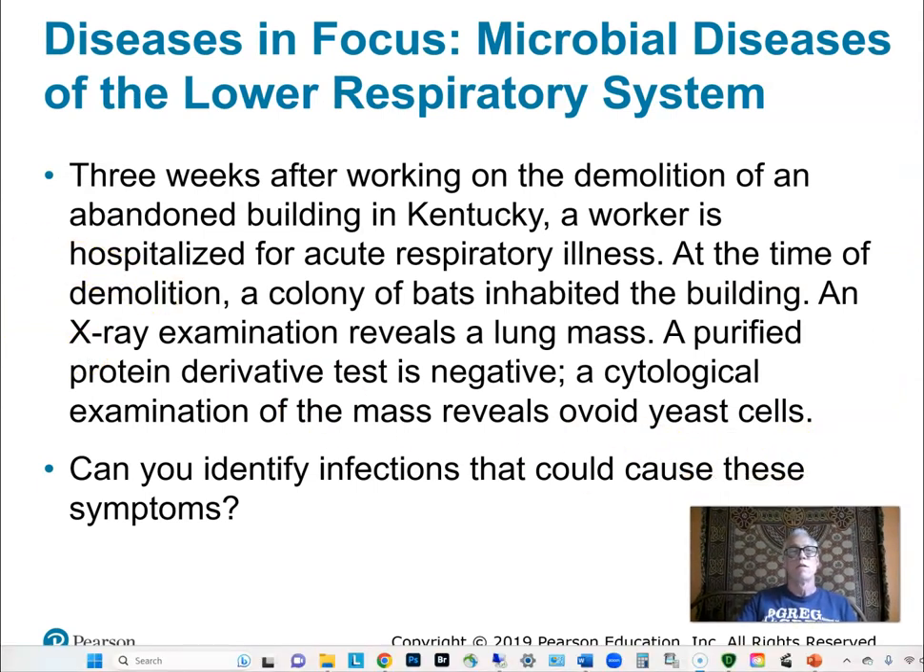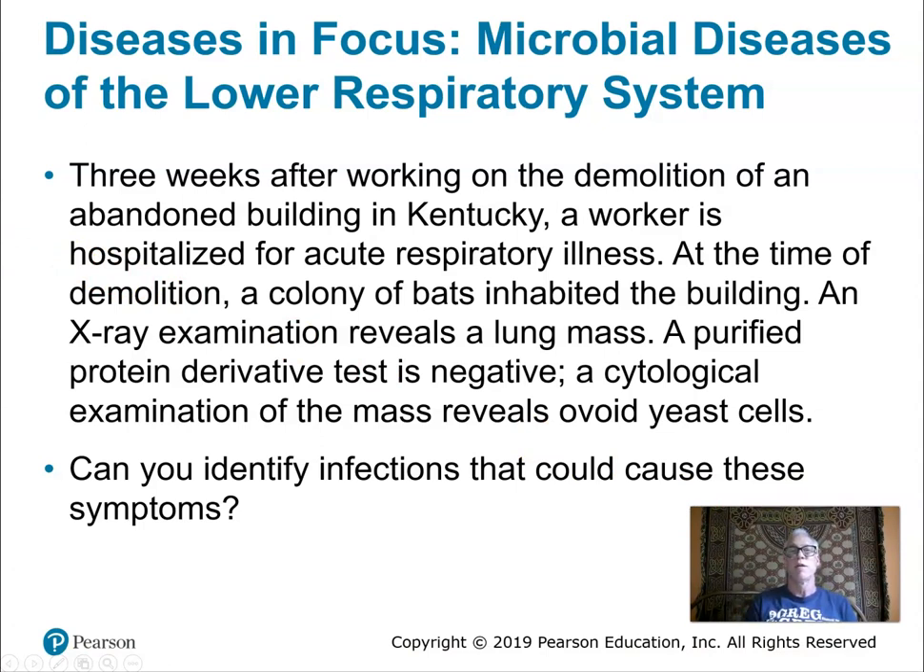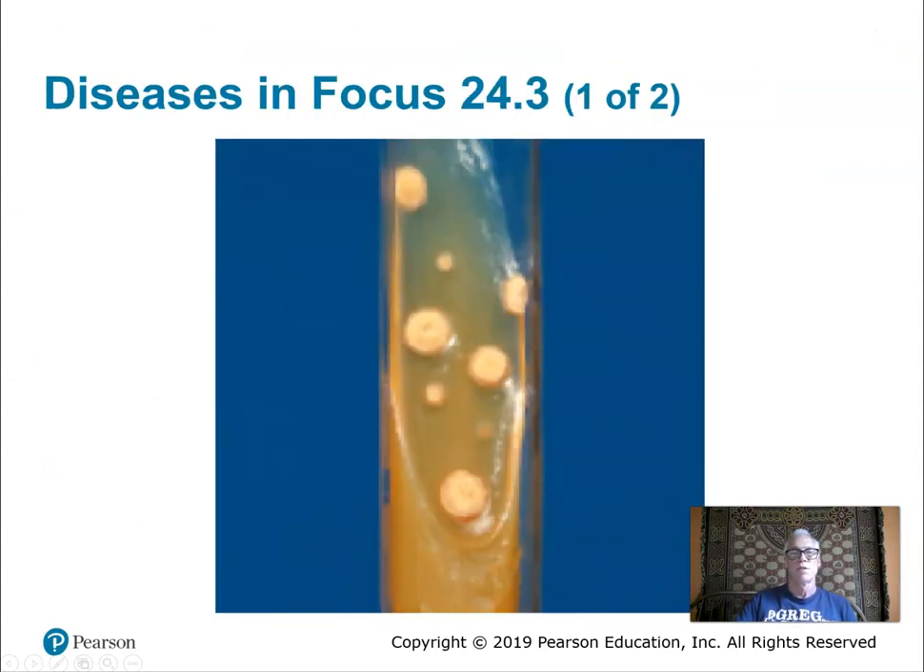All right, three weeks after working on the demolition of an abandoned building in Kentucky, a worker is hospitalized for acute respiratory illness. At the time of the demolition, a colony of bats inhabited the building. An X-ray examination revealed a lung mass. A purified protein derivative test is negative. A cytological examination of the mass reveals ovoid yeast cells. So what could it be? You may remember that the first of our three fungal pathogens that can cause systemic disease, histoplasmosis, is associated with guano from birds and bats. So that's this story right there.